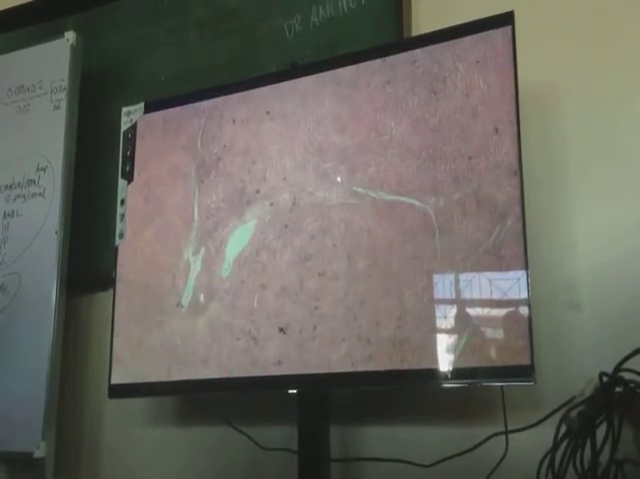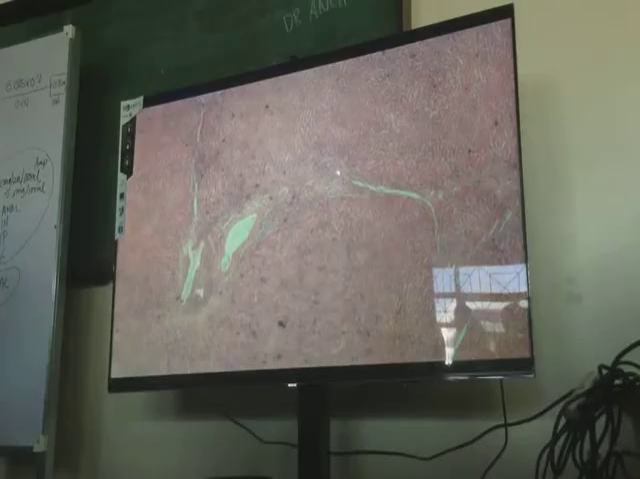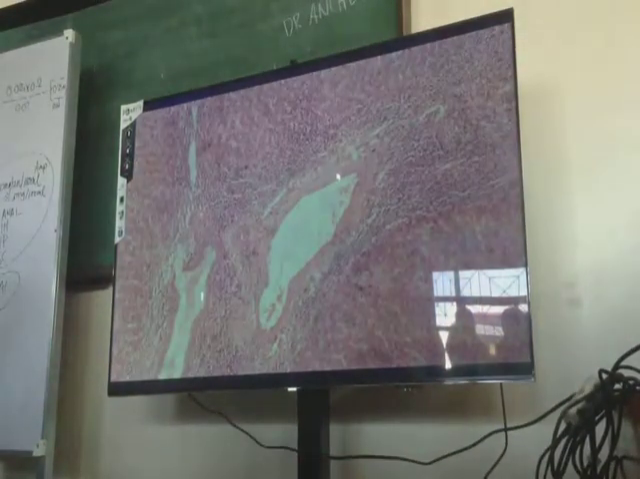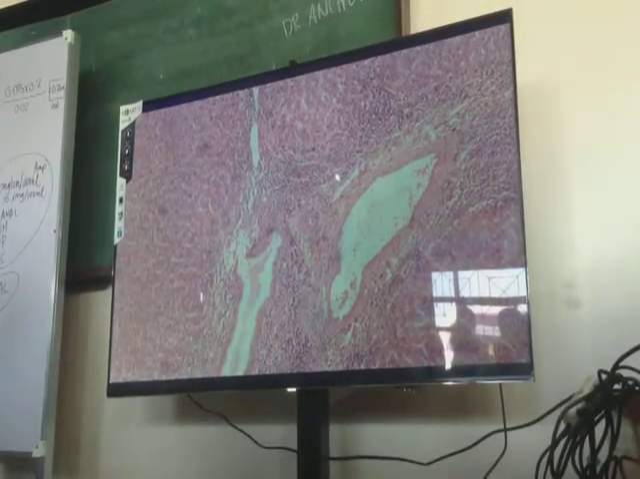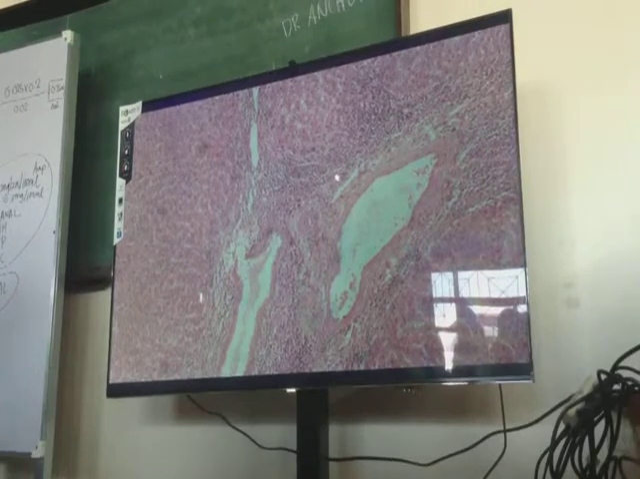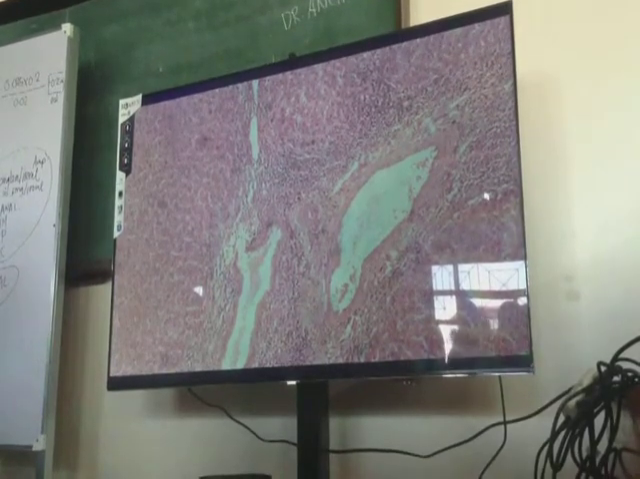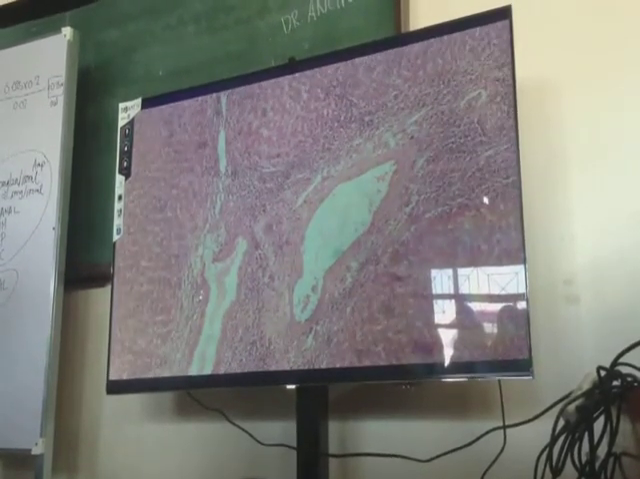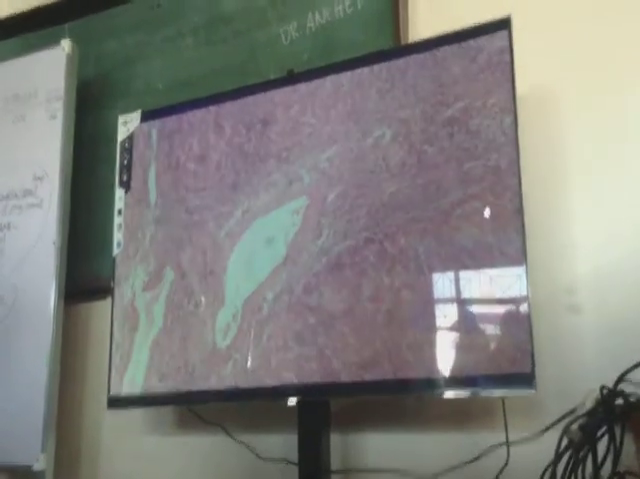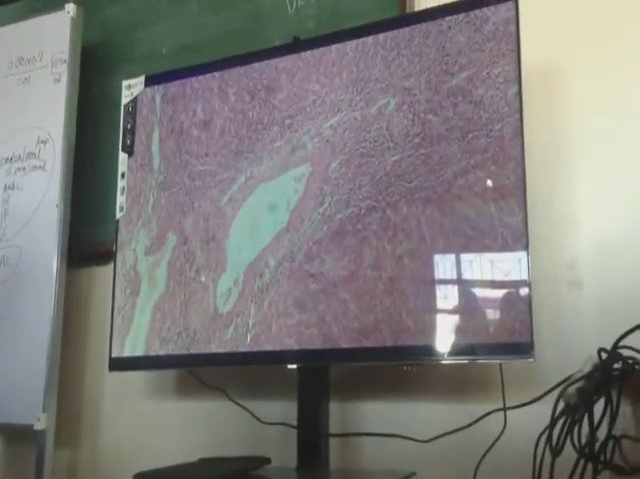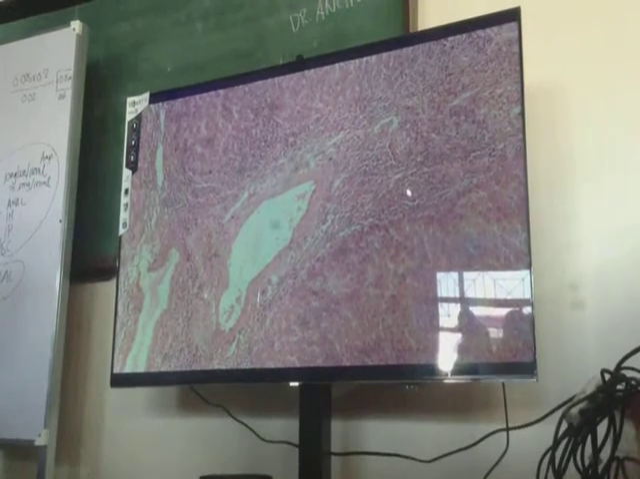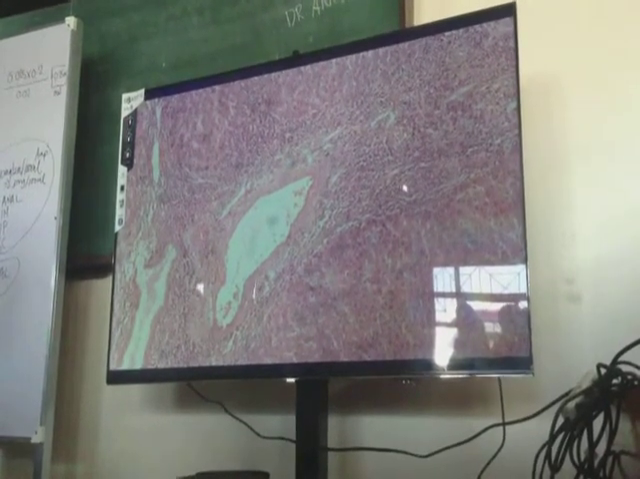Let us examine the portal areas. What is the abnormality that you can identify in the portal areas? Is that portal area clean looking or dirty looking? Why? Because of the presence of inflammation. We are able to see numerous leukocytic infiltrates. So that at that magnification, what should be our diagnosis?